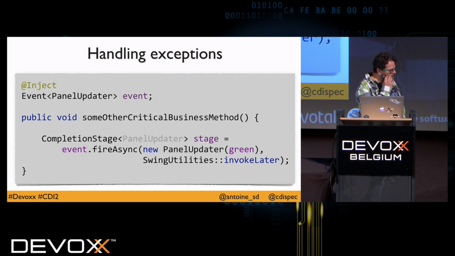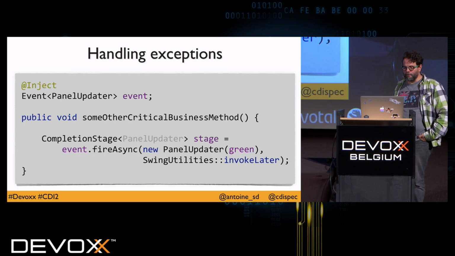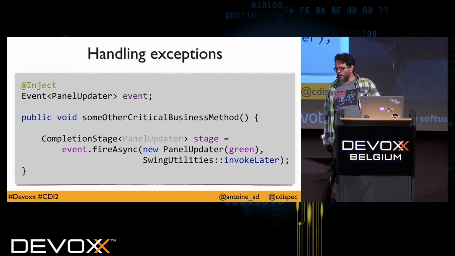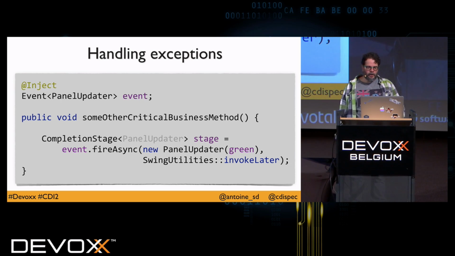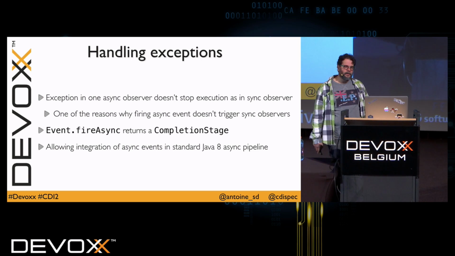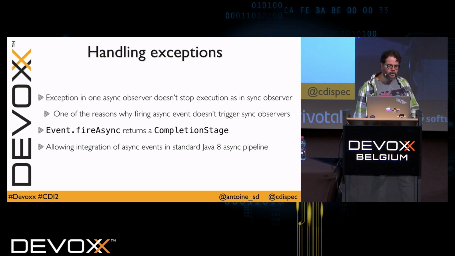Another question we had regarding synchronous events was the exception handling. That's why we based all the asynchronous events in CDI 2 on the new CompletionStage API in Java 8. So when you call the fireAsync method, you get a CompletionStage of the type of the payload you are using in your fire. The CompletionStage allows us to have all the features that Java 8 provides for exception handling for asynchronous operation.